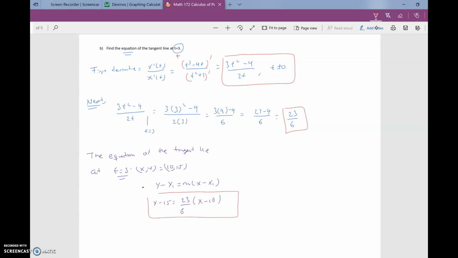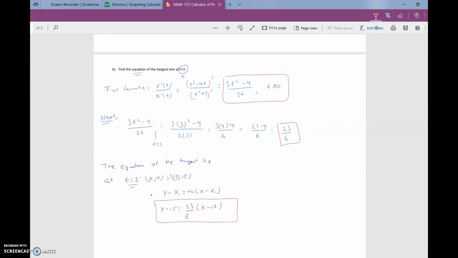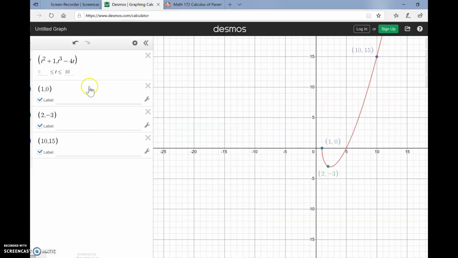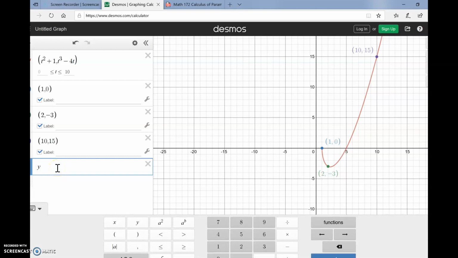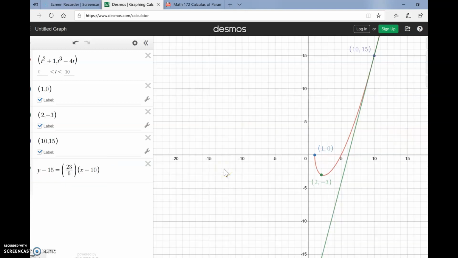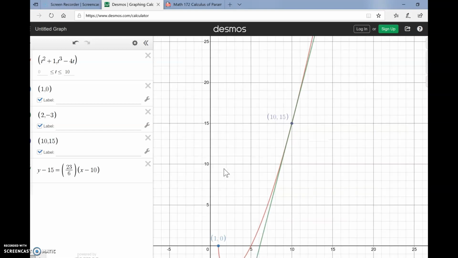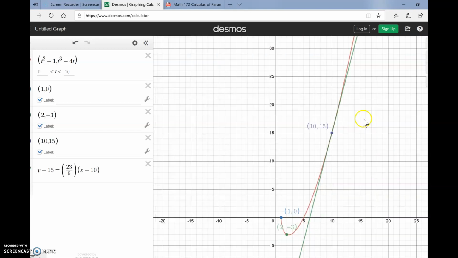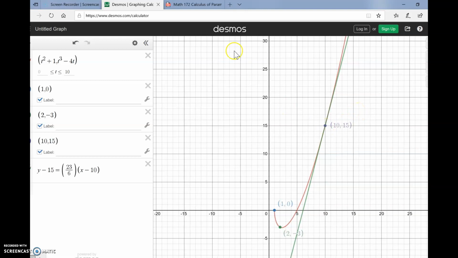They don't specifically mention how they want it. You can actually leave it in that form. And let me graph it using Desmos just to make sure that we're matching. So in Desmos, y minus 15 is equal to, and the slope was 23 divided by 6 times x minus 10. And let me change the color. Let me put a green. You can actually see that that is the equation of the tangent line passing at t is equal to 3.